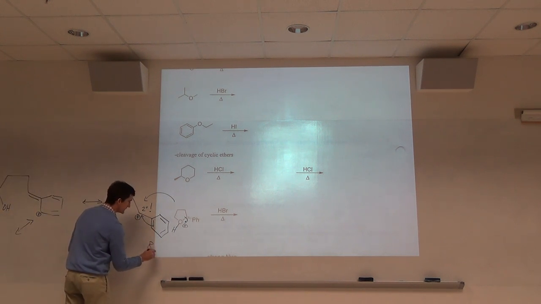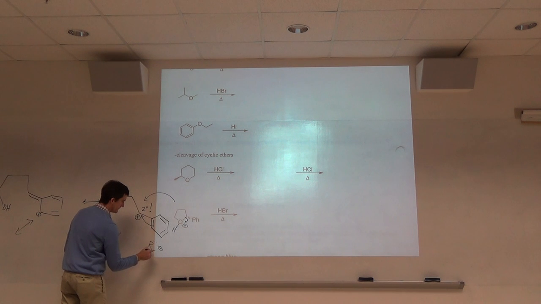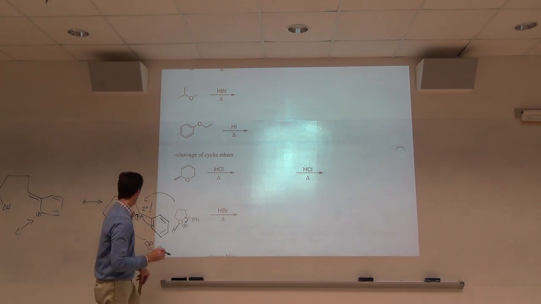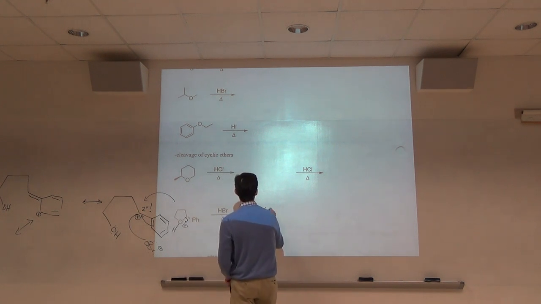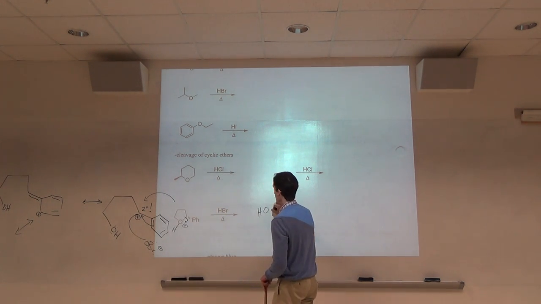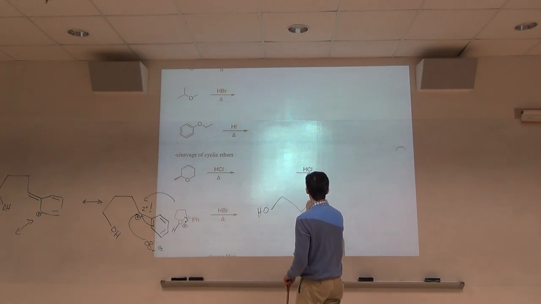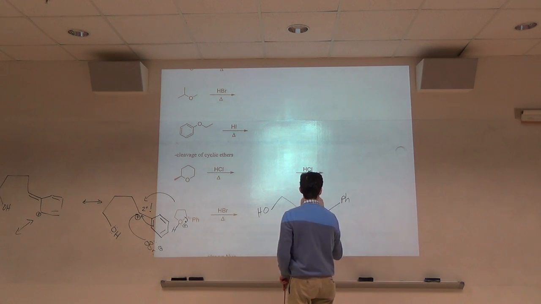The Br minus then attacks here, and we get... I'm going to draw it all out just linear here. We've got 1, 2, 3, 1, 2, 3. Then here, Br is bonded there.